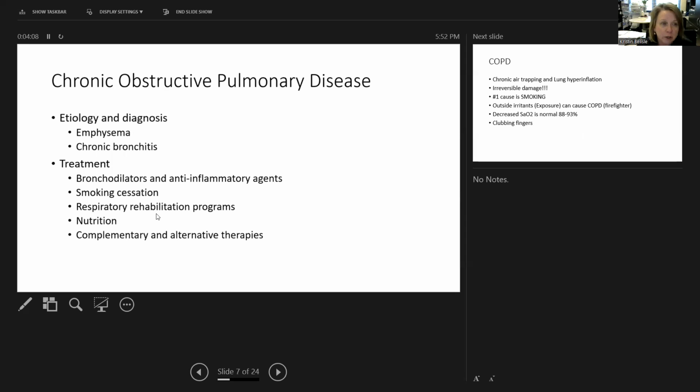Chronic obstructive pulmonary disease, like I said, emphysema and chronic bronchitis are the causes, the diagnosis that we get. They're different. They're going to present differently, and we're going to break those down, but they still have COPD. Treatment, we can give bronchodilators and anti-inflammatory agents. Smoking cessation. The number one cause for COPD is smoking. And so we really want to encourage smoking cessation.